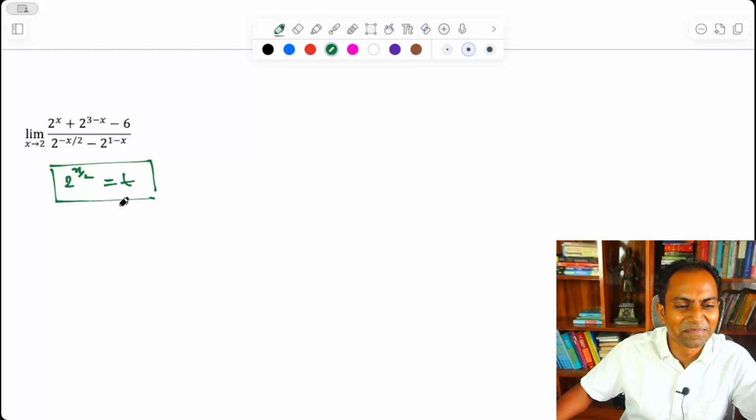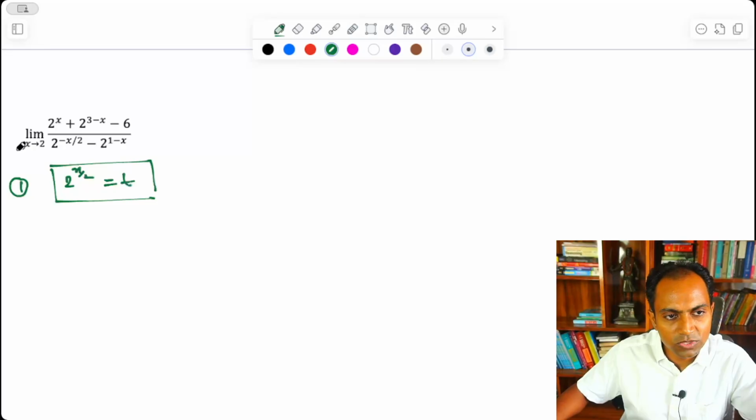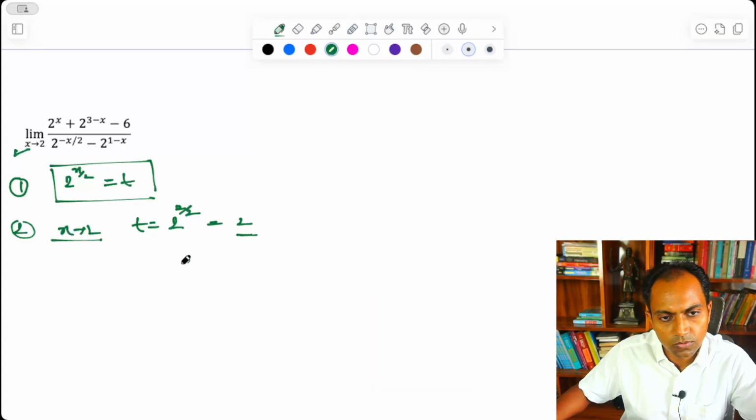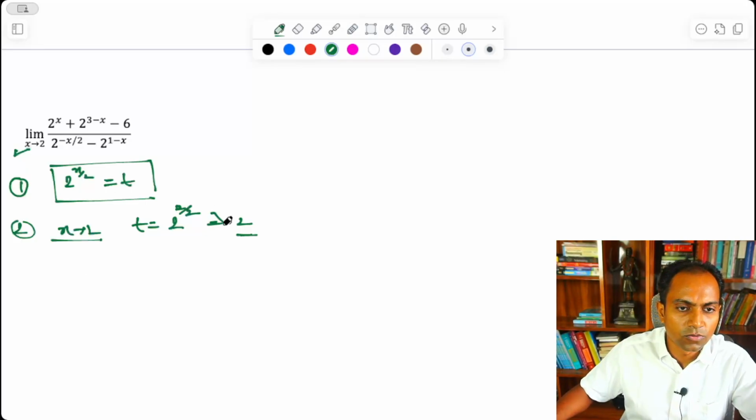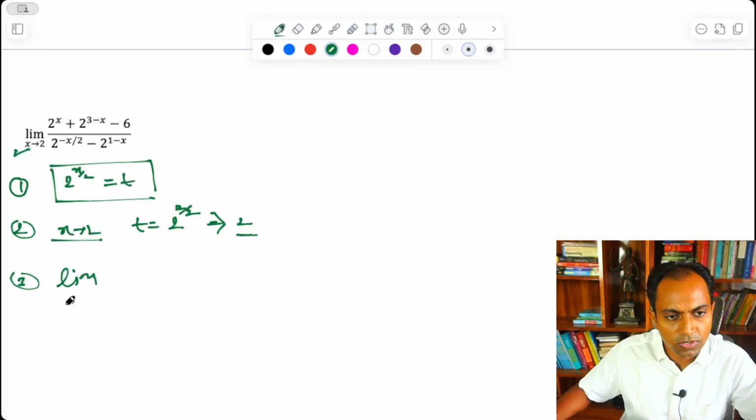This will become simplified. But when you do this, this will be my step 1. We'll have to change this limit also. So now in the second part, when x will tend towards 2, t will tend towards 2 raised to the power 2 by 2, that becomes nothing but 2. This is what is going to happen. Now once this happens, let us rewrite the question. So the question becomes t tends to 2.